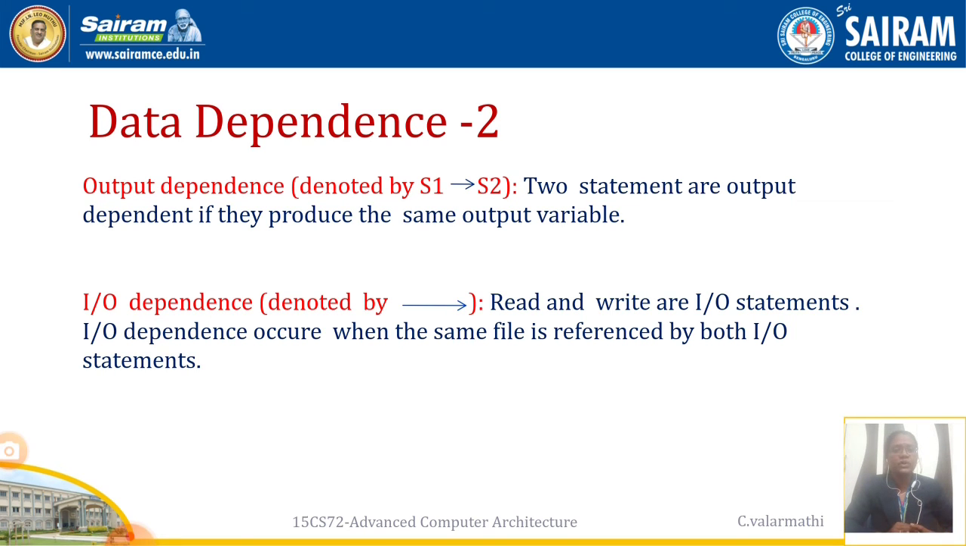And the fourth one is IO dependence. Read and write are the IO statements. IO dependence occurs when the same file is referenced by both IO statements. First we'll see the definition of each dependence, and we'll see one tutorial class on how this dependence graph will be written.